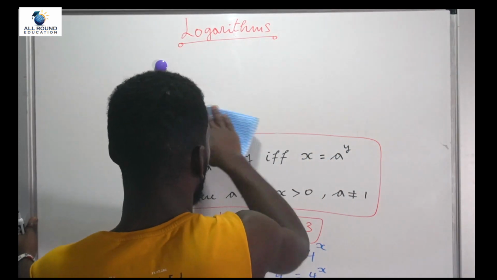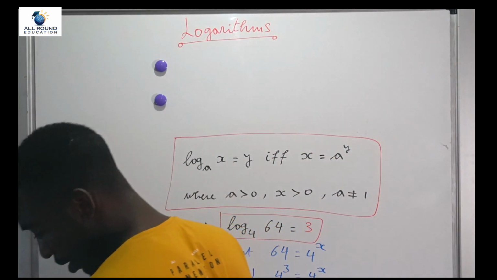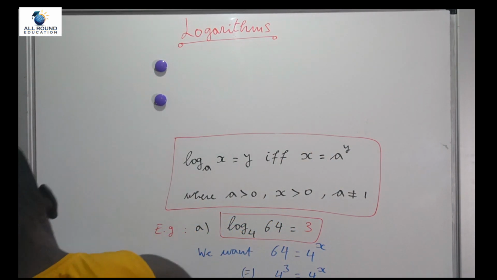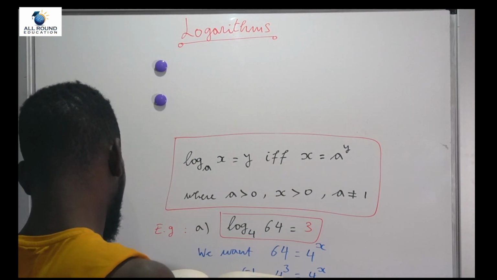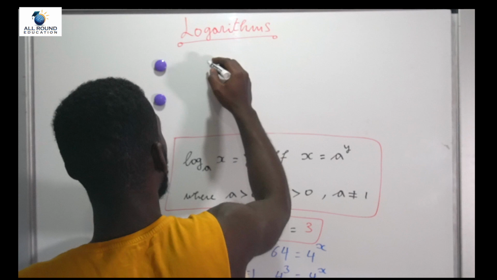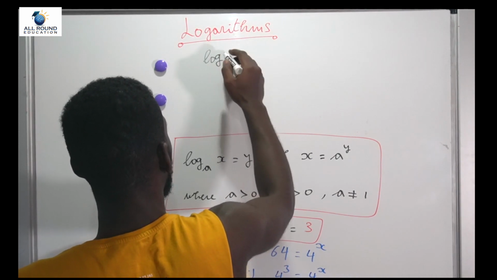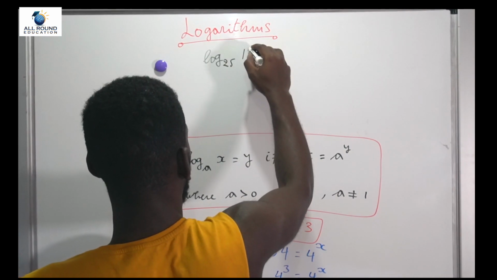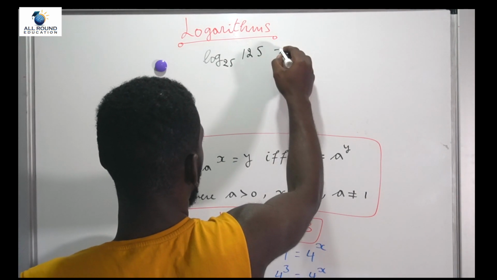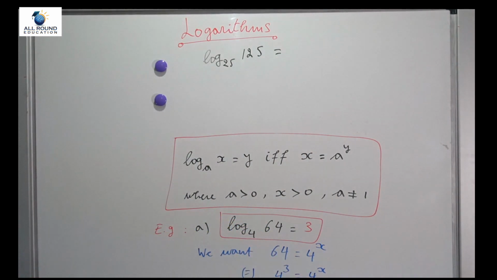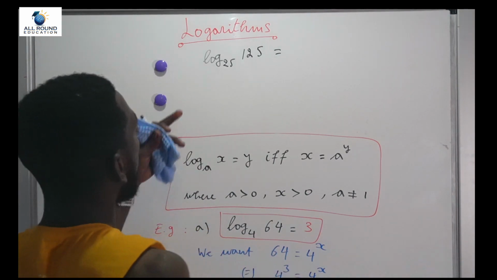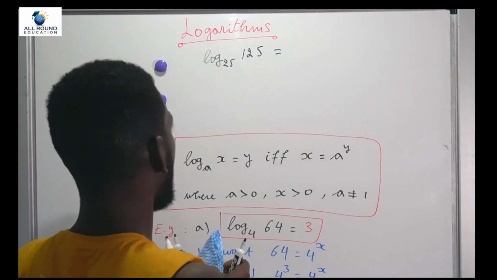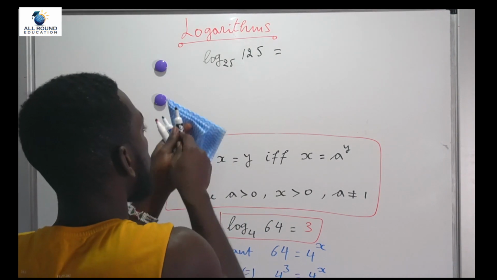Right, so we're going to grab off that. What's the question? So the question is log base 25 of 125 is equal to what? So now this is the question. Again, let's analyze, identify. Let's change the question itself.